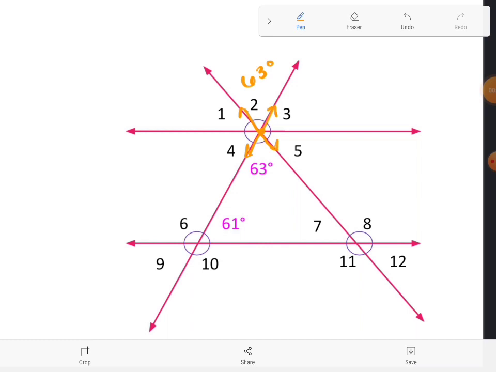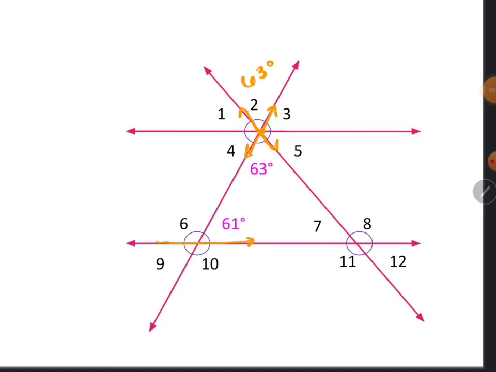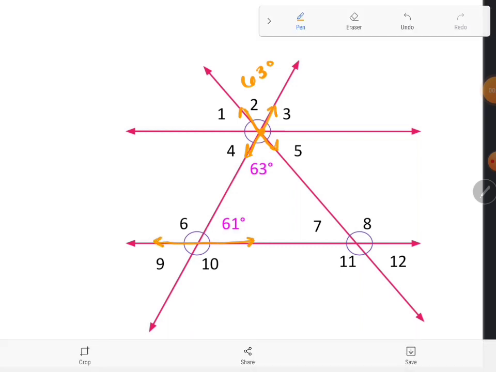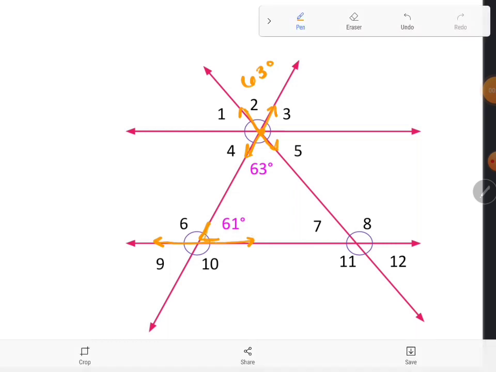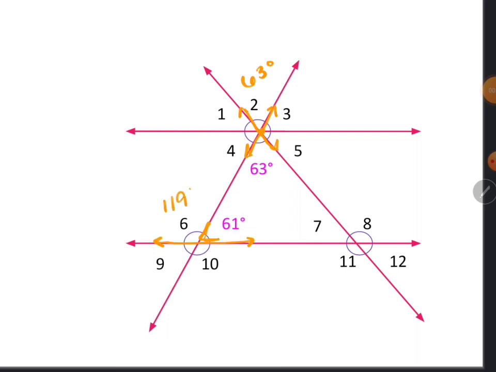And supplementary angles, when added together, are going to make up 180 degrees. So we'll use this figure right here as an example. We have 6 and 61. We know that this angle right here is 61, and together they should make 180 degrees. So 6 should be 180 minus 61, which is 119 degrees.